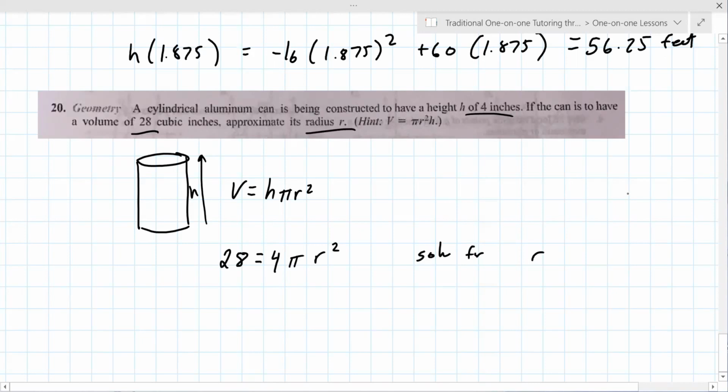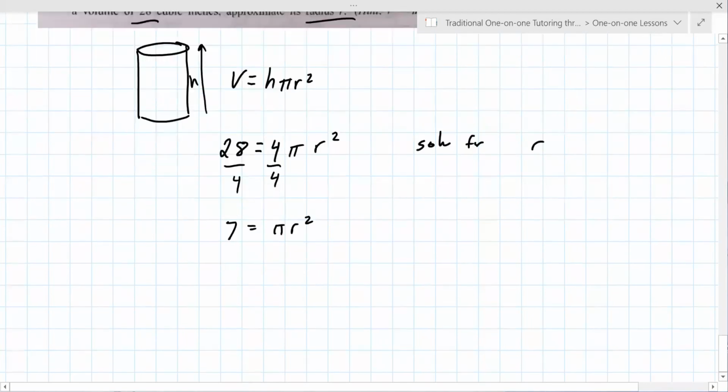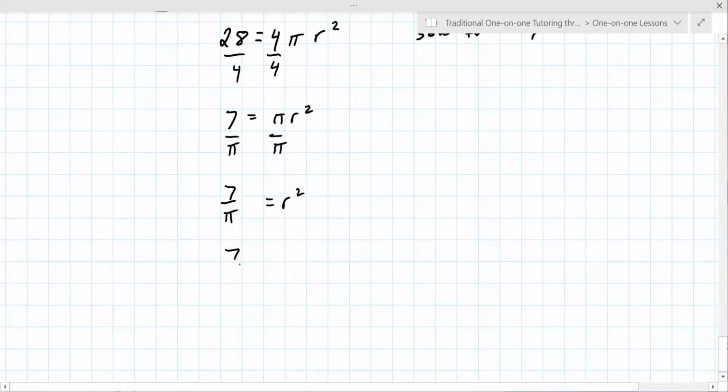This is like a literal equation where you just have to do whatever you need to do to get r by itself. So let's divide by 4 on both sides. And then divide both sides by pi. You can actually do that in the same step if you want. And then how do you undo a square? Square root. So it's the square root. Now you might recall either me or someone else saying, hey, it's plus or minus, but because it's a can, the radius has to be positive. So this is your answer.